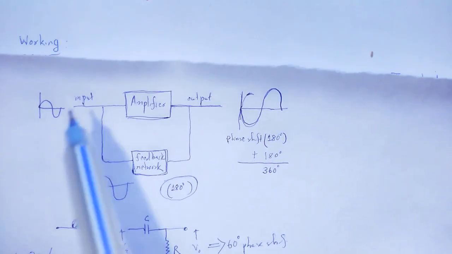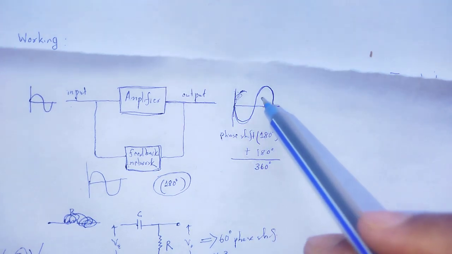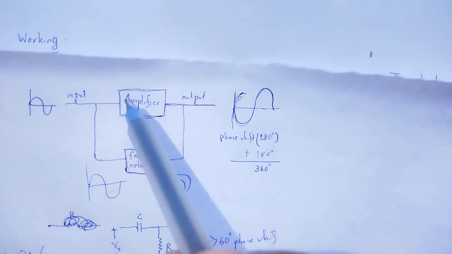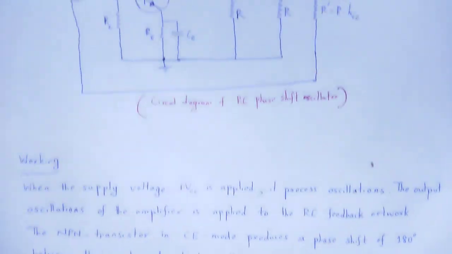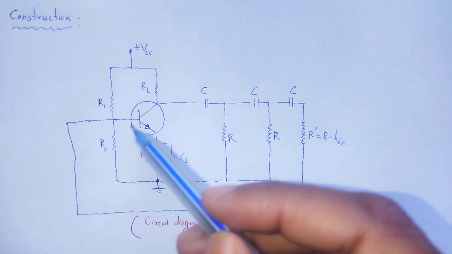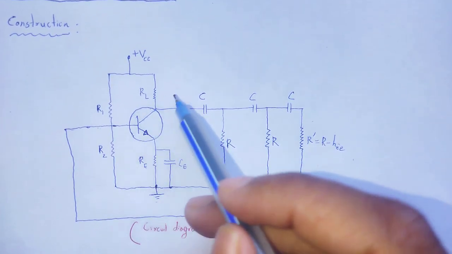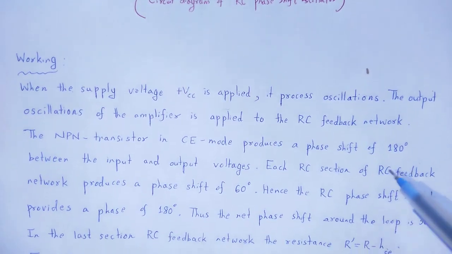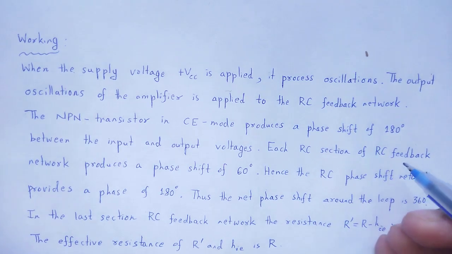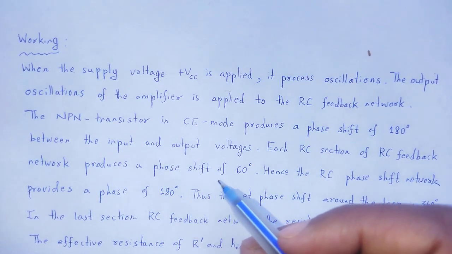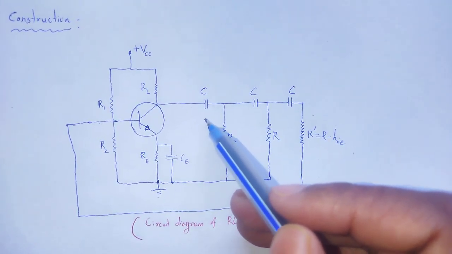As I have taken input and output voltages, there will be a phase shift of 180 degrees when we use a common emitter NPN transistor. Here we use a common emitter NPN transistor, so the phase shift of input to output is 180 degrees between the input and output voltages. Each RC section of the RC feedback network produces a phase shift of 60 degrees. One RC network creates a phase shift of 60 degrees.